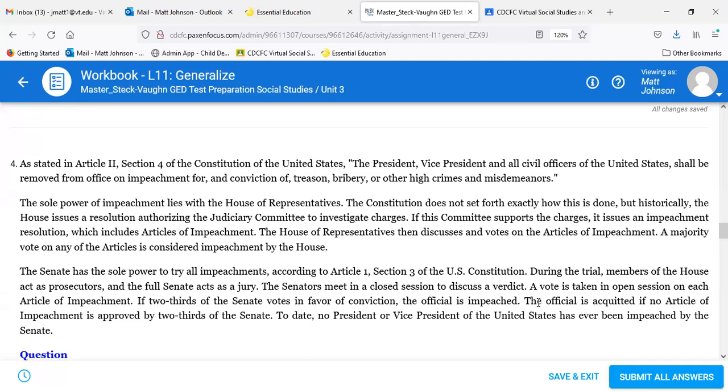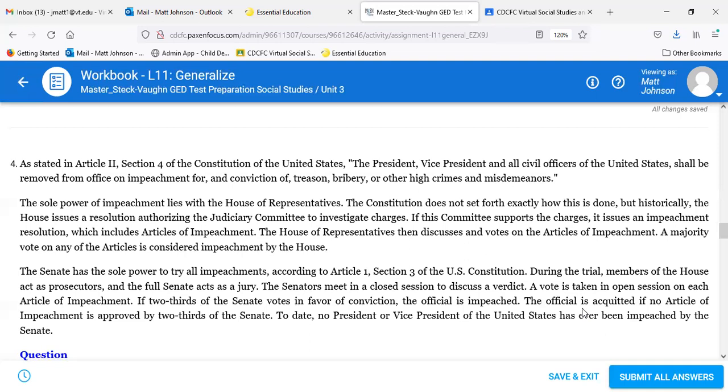The official is acquitted if no article of impeachment is approved by 2/3 of the Senate. To date, no president or vice president of the United States has ever been impeached by the Senate.